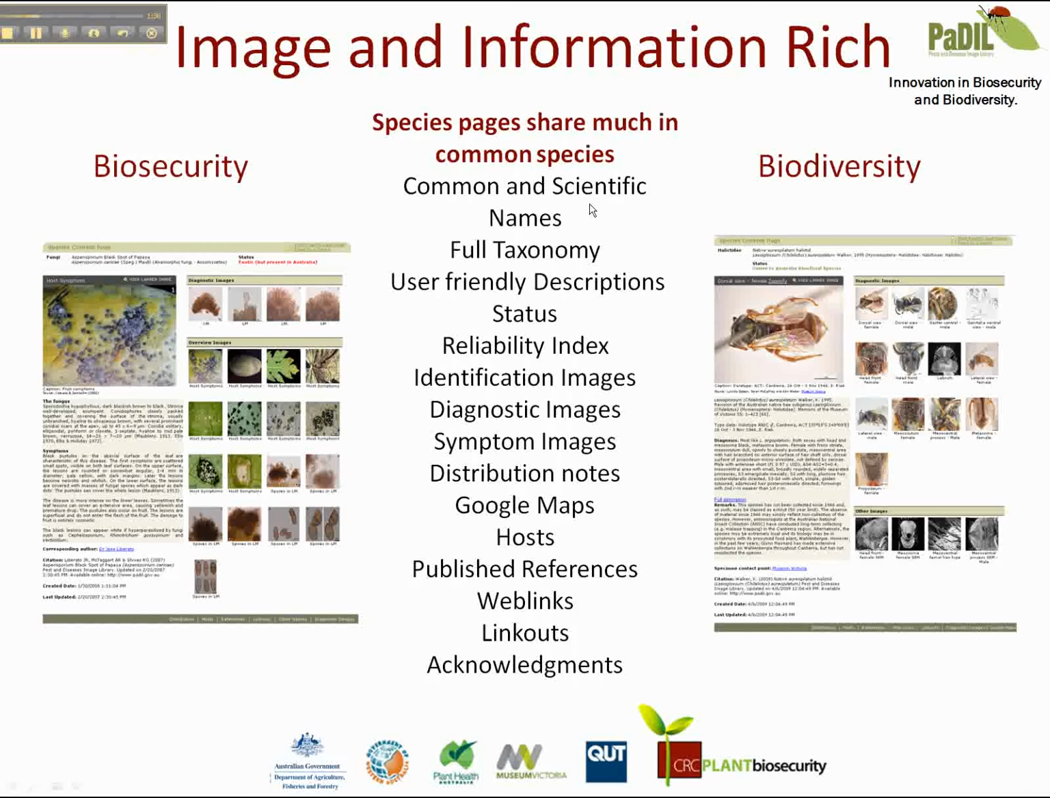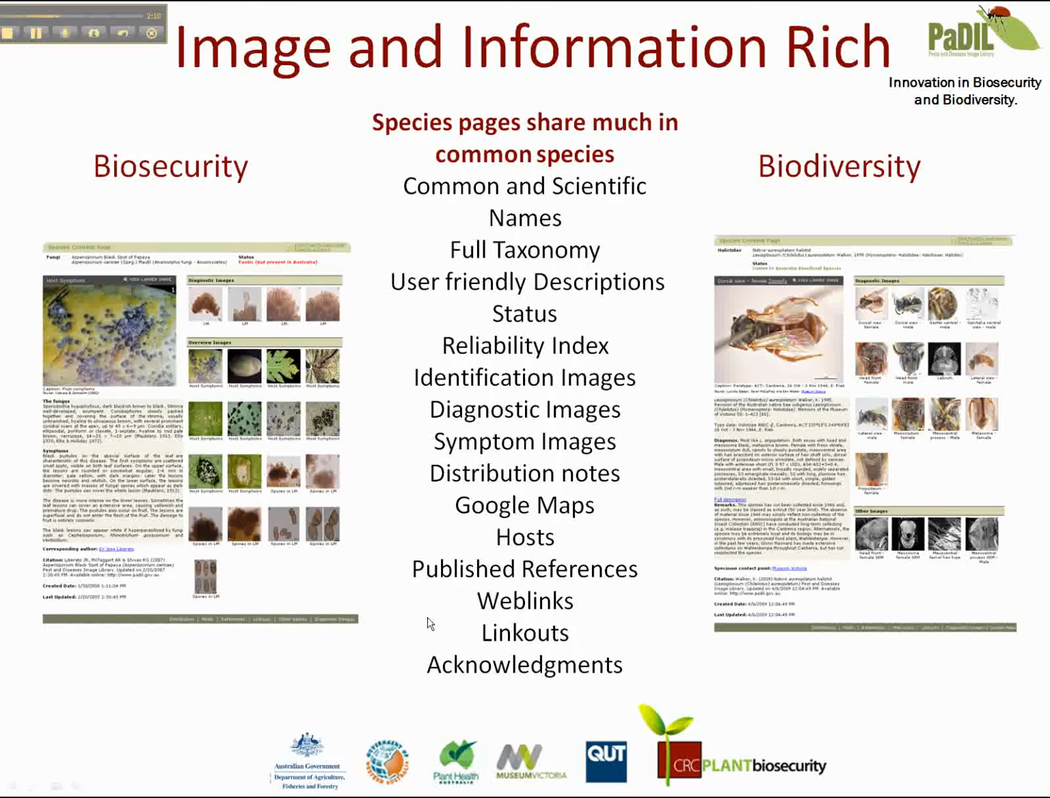So really, the templates for the species pages, between biodiversity and biosecurity, share in common the use of a common and scientific name, full taxonomy of the species, user-friendly descriptions, and status. In the pest and disease pages we have whether it's exotic, but over here we have that it's a native and it's a beneficial. We're going to add a reliability index to these pages. There are obviously identification and diagnostic images, as well as symptoms images, and then we have the distribution notes, the Google Maps, the hosts, the published references, web links, link outs, and any acknowledgements, which are on those bottom toolbars.